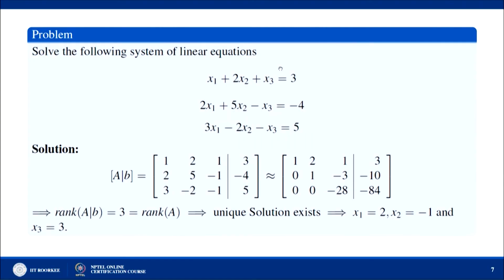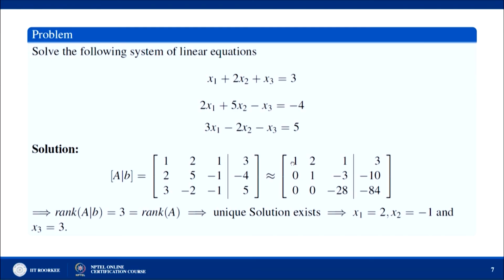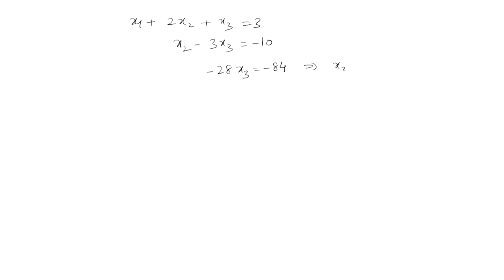So, that means instead of solving from here, we solve it from the echelon form of this matrix, because we know that when we apply elementary row operations on a system of linear equations, the solution remains unchanged. So, what are the equations we are having here? The first equation is x1 plus 2x2 plus x3 equal to 3. The second equation is x2 minus 3x3 equal to minus 10. The third equation is minus 28x3 equal to minus 84. Now, we will apply back substitution. So, how will we apply back substitution? From here we got x3, you can simply see x3 is 3.